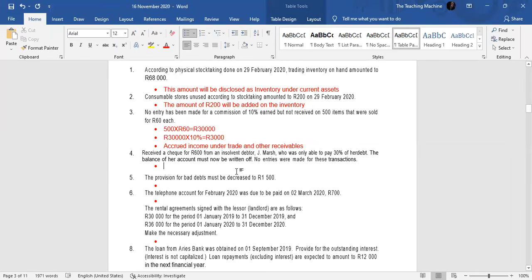All right. Number 4, received a check for 600 from an insolvent debtor, J. Marsh, who was only able to pay 30% of a debt. Now, the balance of the account must be written off, and the information says no entries were made for these transactions. Okay. Received a check for 600 from an insolvent debtor. Now, this 600 represents 30% of the total debt.